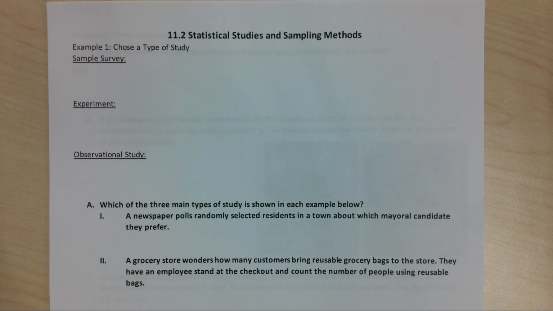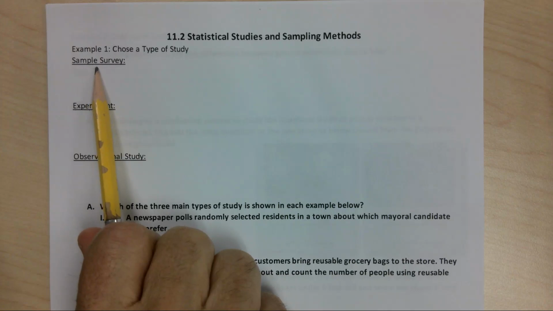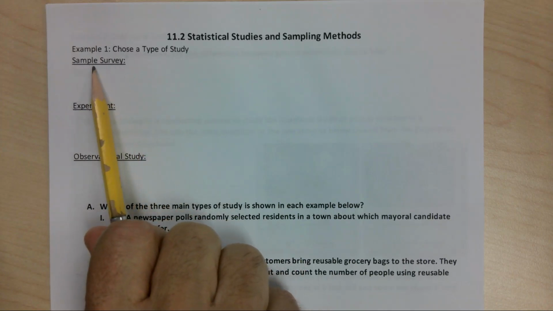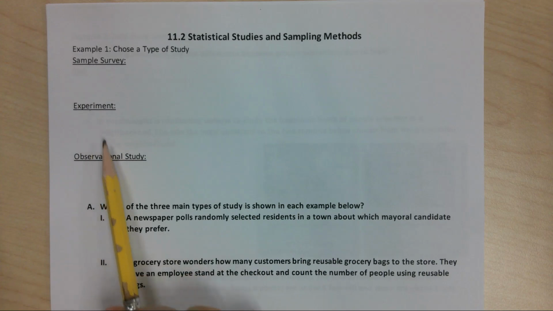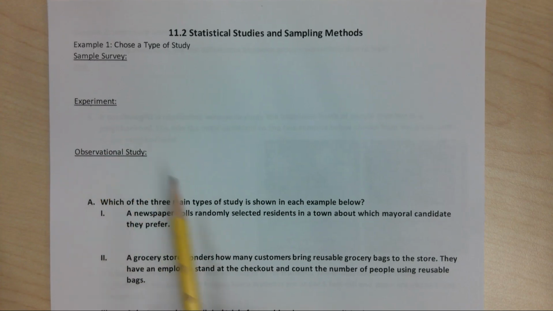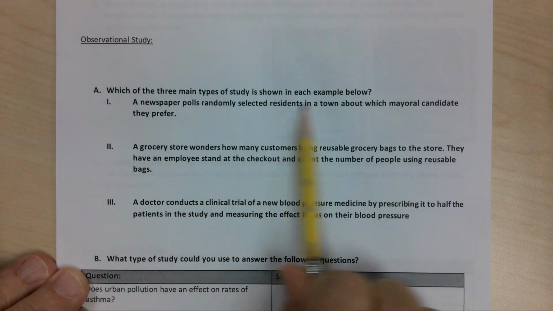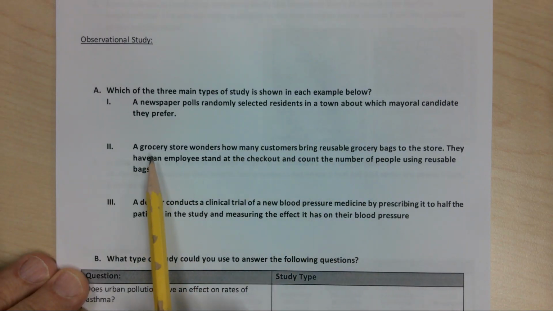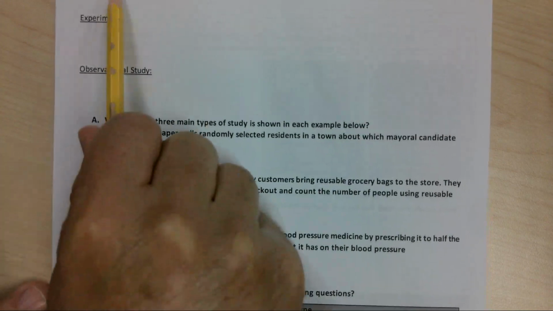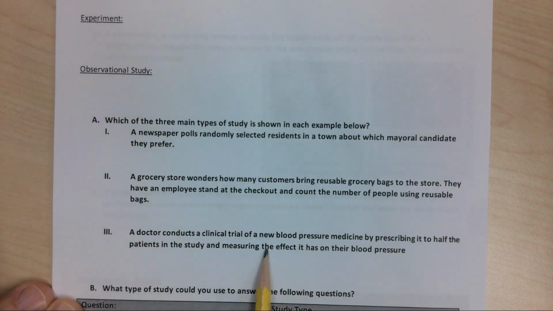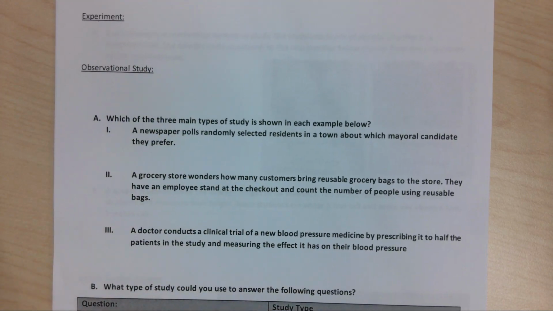As you can see, it starts off with these types of studies: sample survey, experiment, observational study. There are three types of studies, and you're going to be asked which ones are these. So we have to figure out which one is sample, which one is experiment, which one is observational. So here it comes.